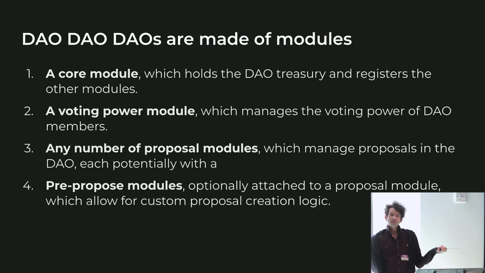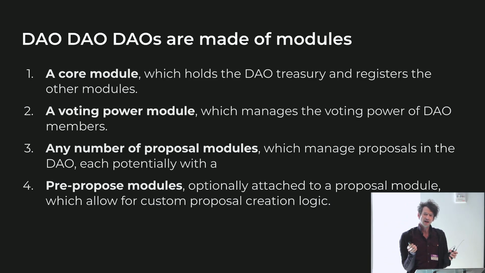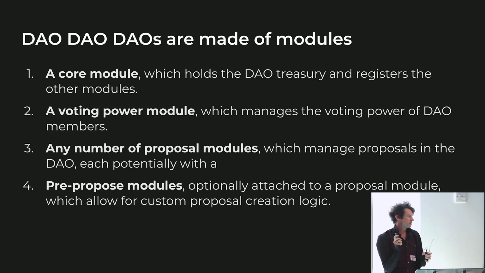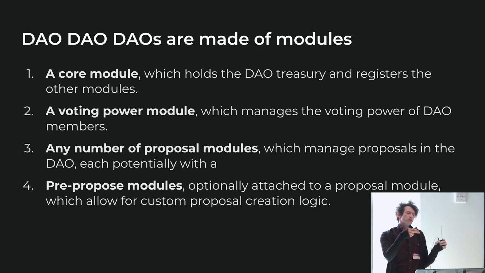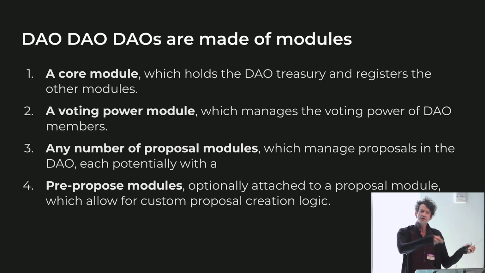There's many different types of proposal modules, right? Proposal modules manage proposals in the DAO, and they can execute messages against the DAO. And finally, we have this concept of a pre-propose module, which is optionally attached to a proposal module. What that does is it allows for custom proposal creation logic. Like you need to accept a certain amount of deposits, or maybe you want to force people to go through a drafting phase instead of randomly YOLOing a prop on chain, right?